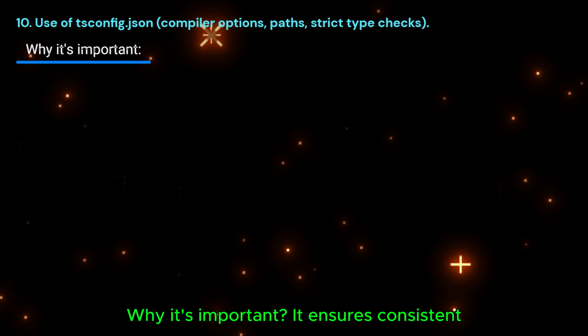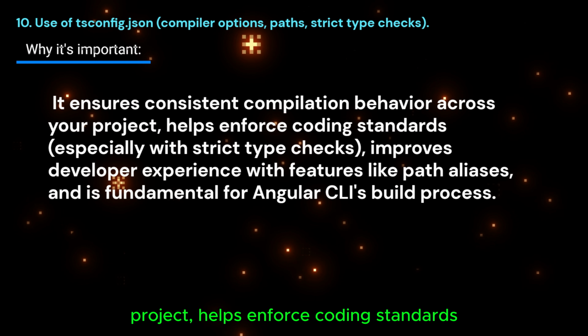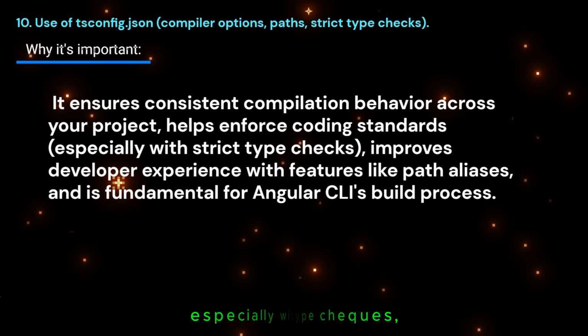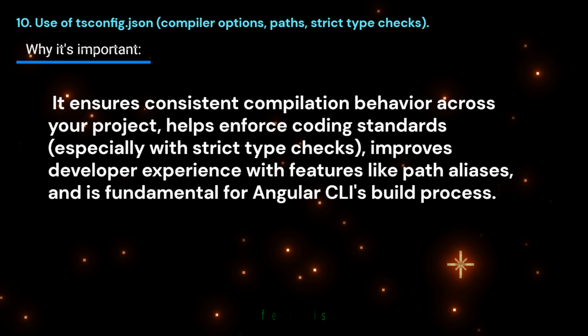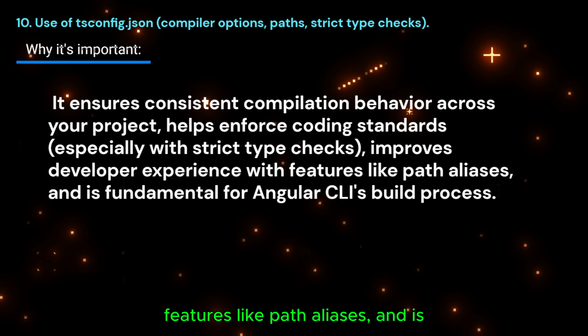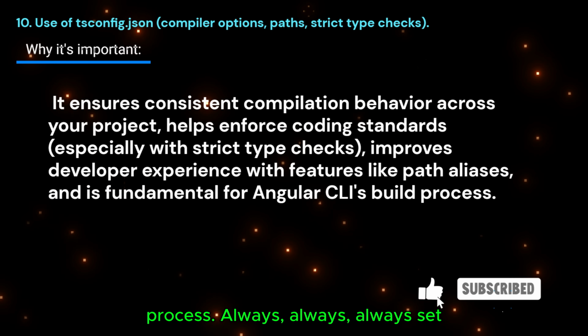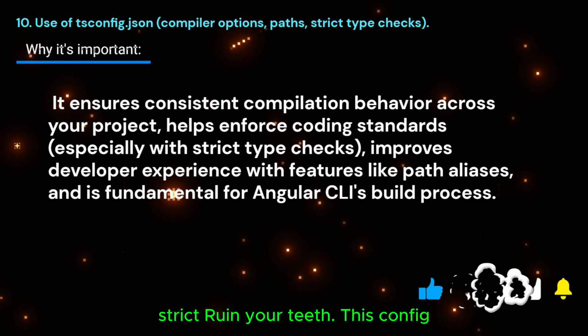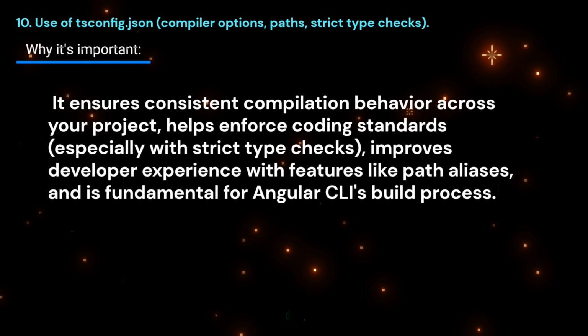Why is it important? It ensures consistent compilation behavior across your project, helps enforce coding standards, especially with strict type checks, improves developer experience with features like path aliases, and is fundamental for the Angular CLI's build process. Always, always, always set strict: true in your tsconfig.json. It saves you so many headaches down the line.